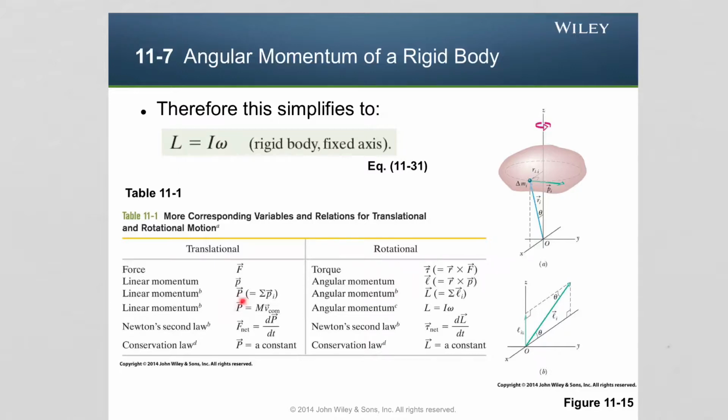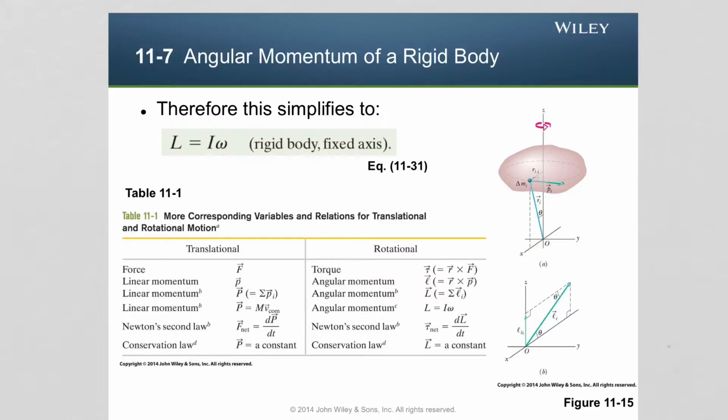The linear momentum expressed as a product of mass and velocity of the center of mass has a counterpart in rotational motion, which is the angular momentum expressed as a product of the moment of inertia and the angular velocity of rotation. Newton's second law for linear motion is expressed as the net force equal to the time derivative of the total linear momentum of a system of particles. For rotation, we have that the net torque of a system of particles is equal to the time derivative of the total angular momentum of a system of particles.